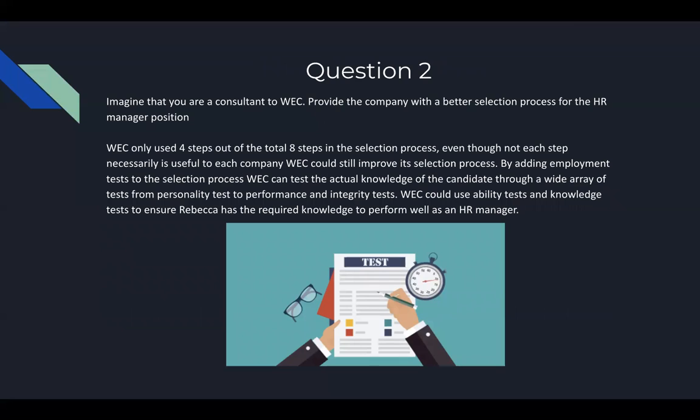Imagine that you're a consultant for WEC. Provide the company with a better selection process for the HR manager position. So we said WEC only used 4 steps out of the total 8 steps in the selection process. Even though not every step is necessarily useful to each company, WEC could still improve its selection process. By adding employment tests, the organization can test the actual knowledge of the candidate through a wide array of tests, from personality tests to performance tests and integrity tests. WEC could use ability tests and knowledge tests to ensure Rebecca has the required knowledge to perform well as an HR manager in the organization.